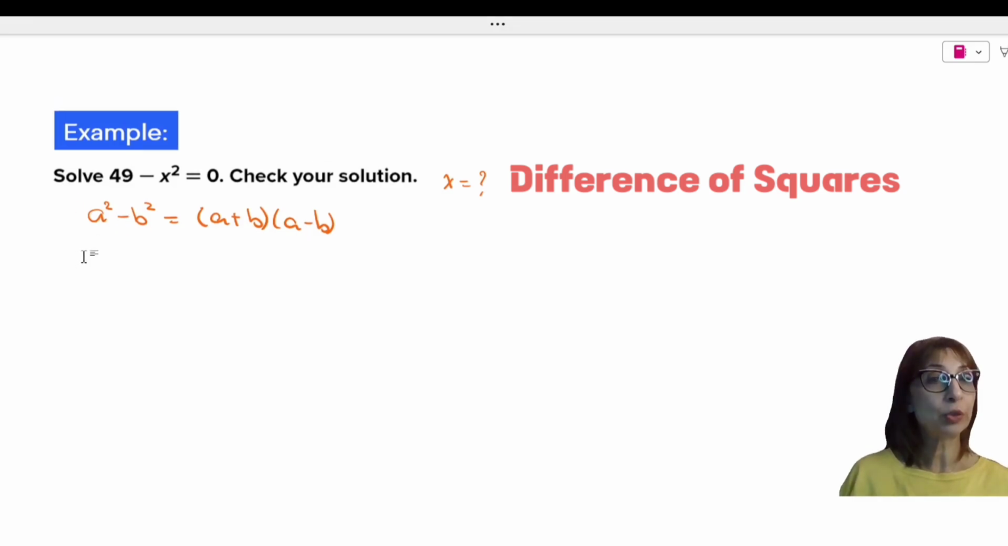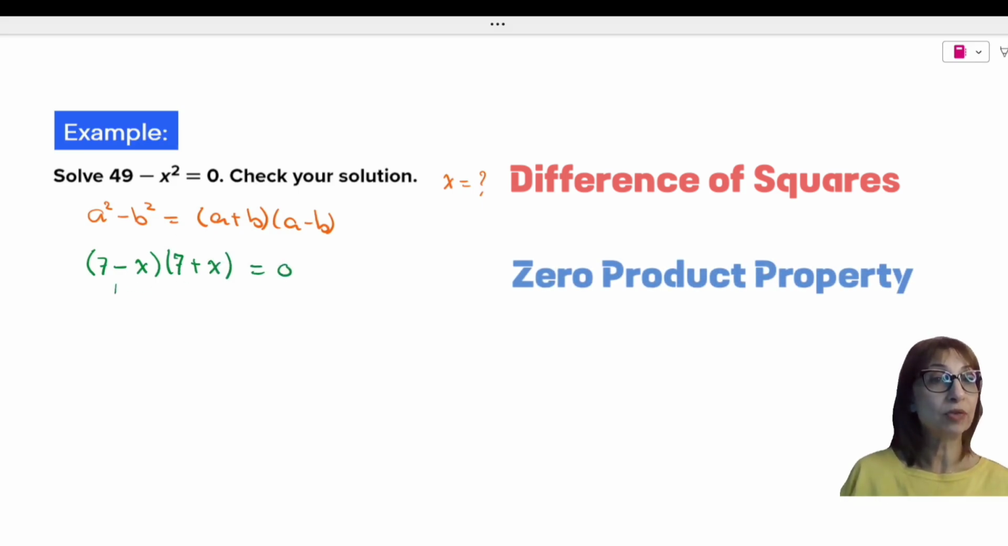So this will be factored into the square root of 49, that is 7, minus square root of x squared, that is x, times 7 plus x, is equal to 0. Again, the zero product rule gives me that 7 minus x equals 0, or 7 plus x equals 0.